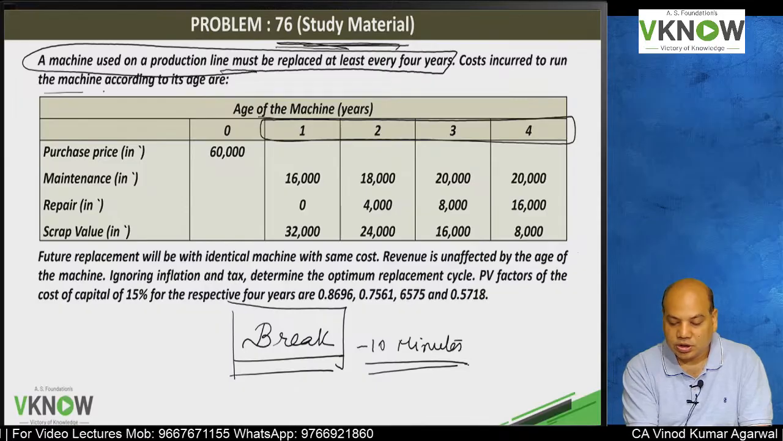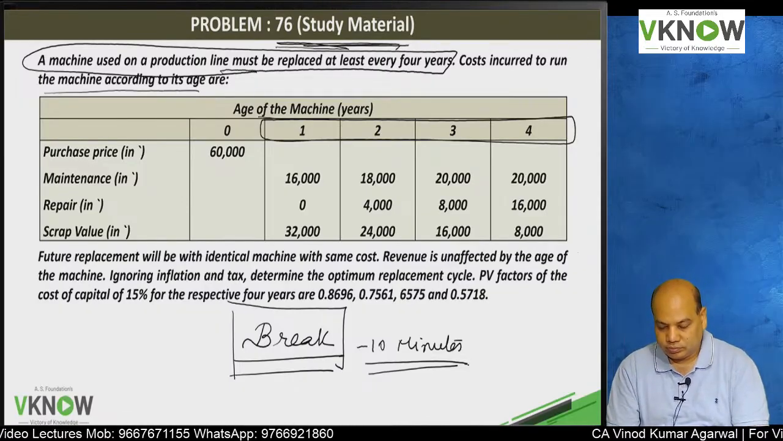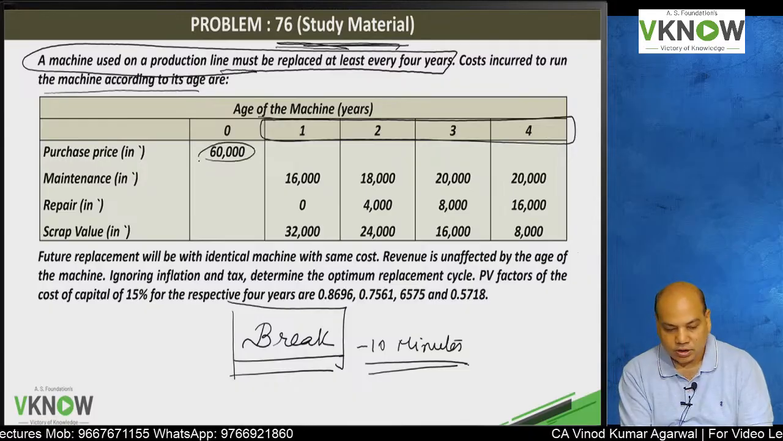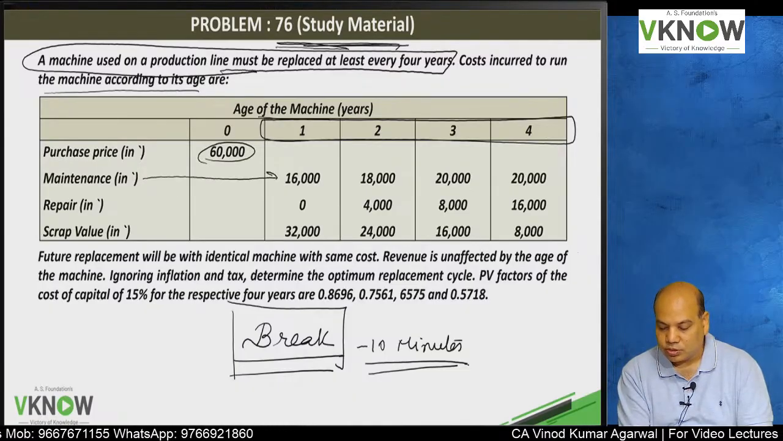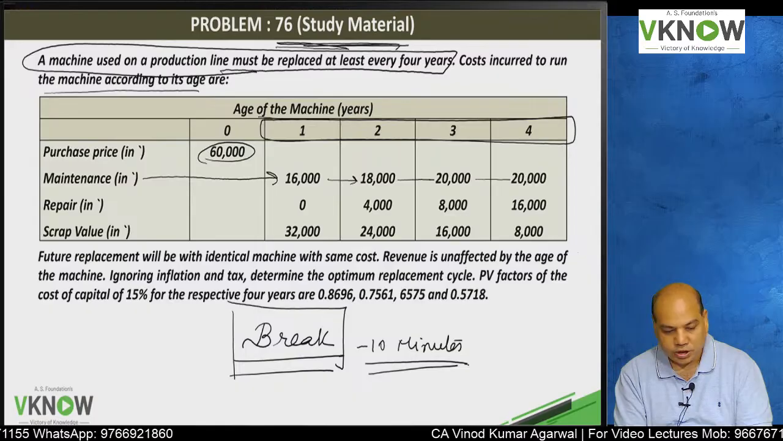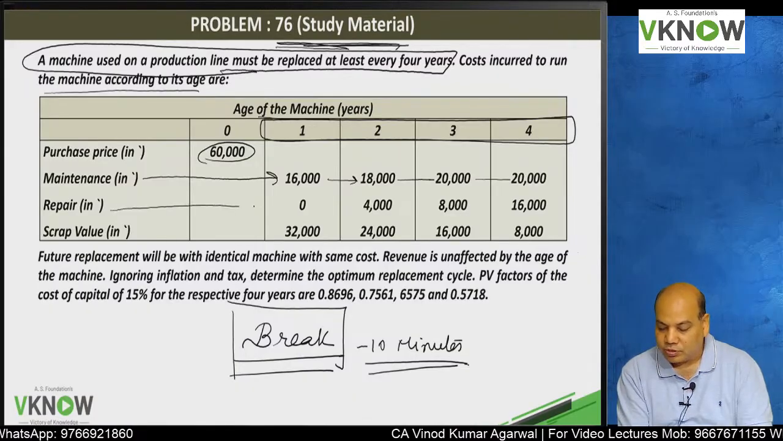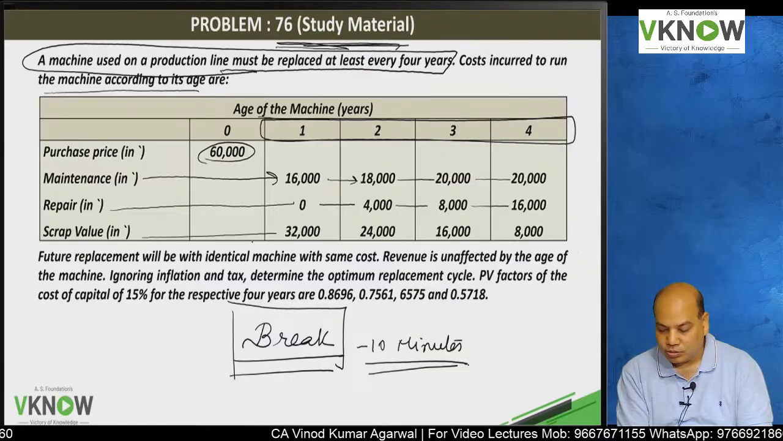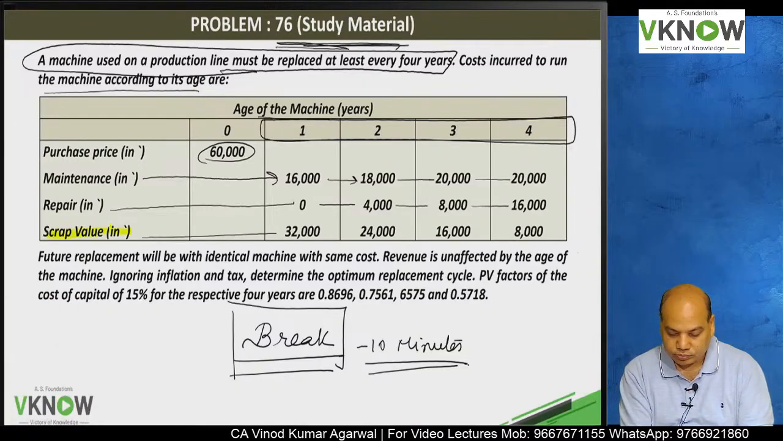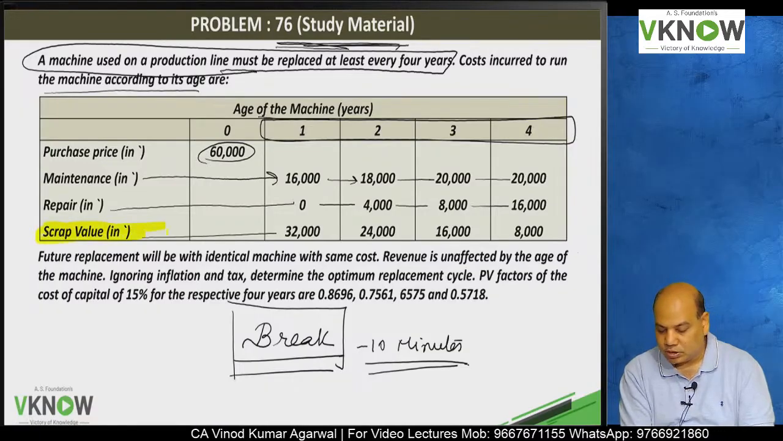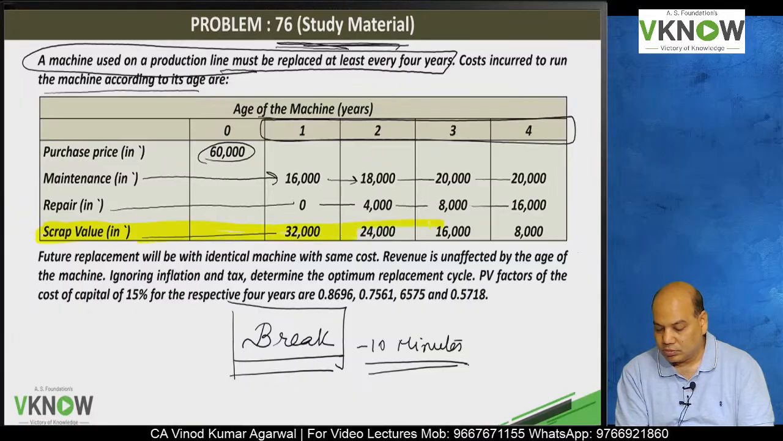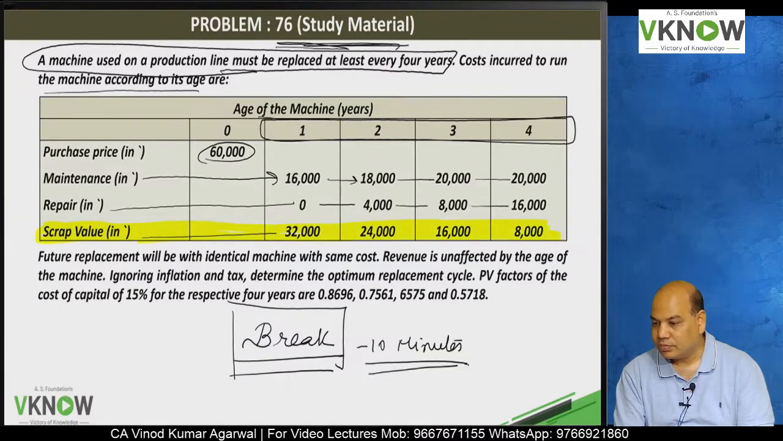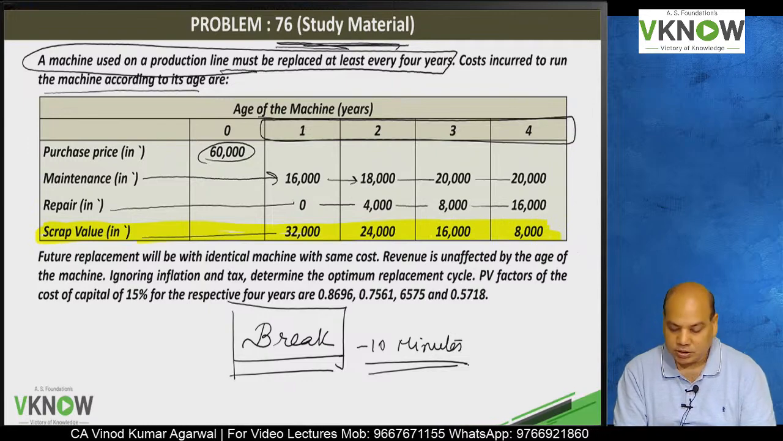Costs incurred to run the machine according to its age are: purchase price 60,000, maintenance cost you will incur in year 1 onwards 16,000, 18,000, 20,000, 22,000. Then repairs will also start. First year no repair, but repair expenses are increasing significantly. Scrap value, if it is not printed in your book, then please write it. In some books it is not properly printed, so please write scrap value in rupees.